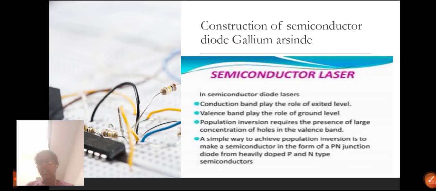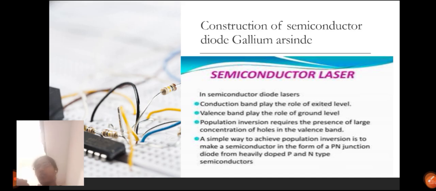Construction of the semiconductor laser. The gallium arsenide semiconductor laser falls in the category of homojunction laser. What is the meaning of homojunction laser? This means only one junction separates the p-type and n-type semiconductor. A homojunction laser is made of only one compound, called gallium arsenide.